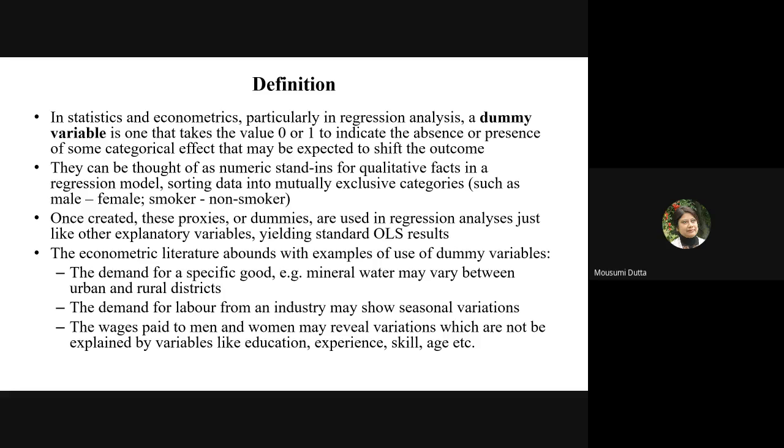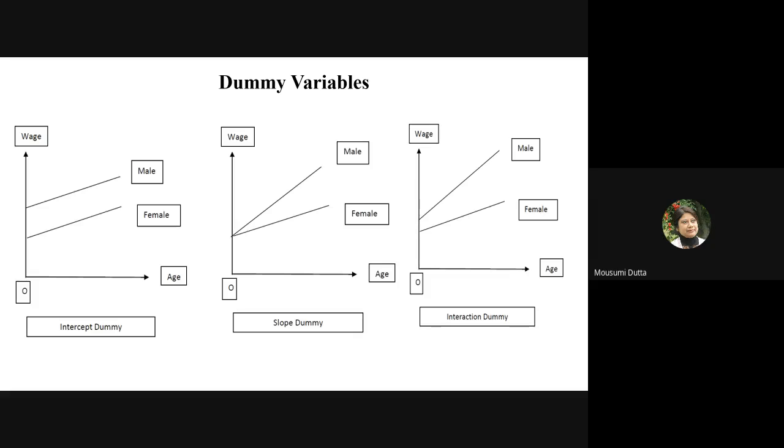The wages paid to men and women may reveal variations which are not to be explained by variables like education, experience, skill, age, etc. So there may be a particular element, the qualitative aspect, or gender bias. All these things are there. These are the examples. Regularly in economics, we need to model different contexts using this kind of qualitative variable.